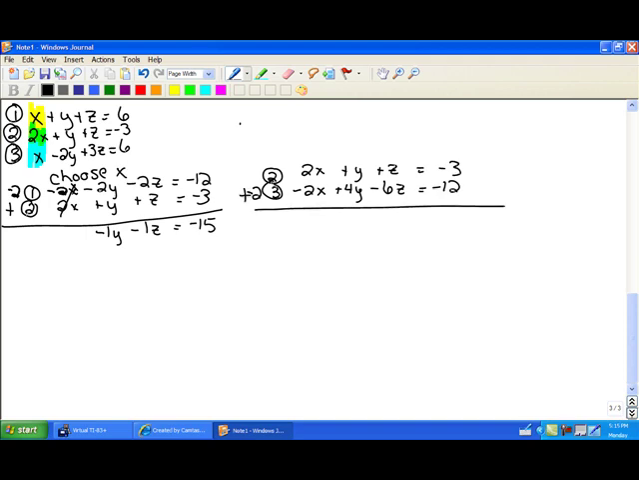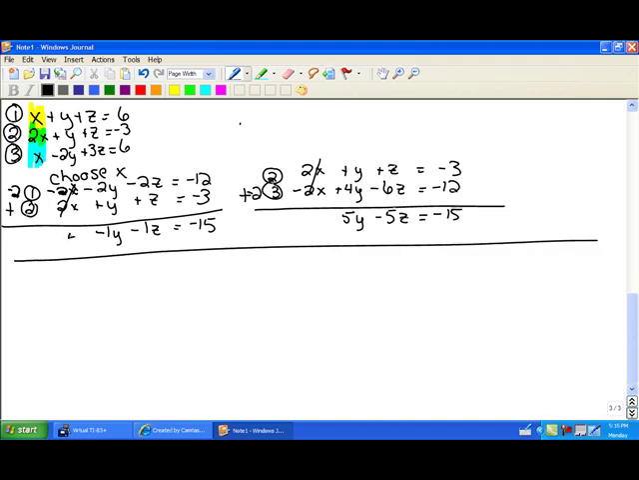Add those two equations together. Notice that the x eliminates. We are left with 5y minus 5z equals negative 15. So we have two results. The next step is going to be to take those two results, I'm going to call the first one 4 and 5, and solve that problem.